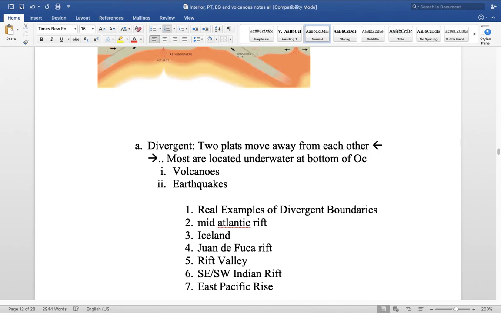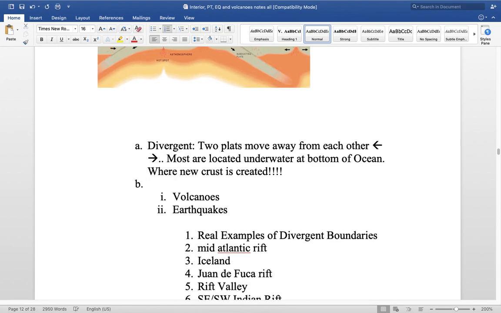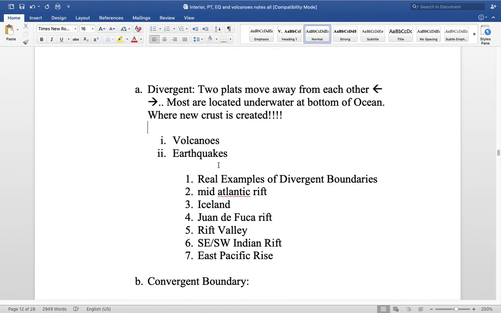In total, there are, I think, 14,000 miles of divergent boundary on Earth. The other thing you should know about divergent boundaries is this is where new crust is created. Okay, so we're making new crust. Usually it's oceanic. And once again, at divergent boundaries, you're going to have volcanoes and earthquakes. All right, so that new crust is made at volcanoes. And because plates are moving, that's going to cause an earthquake.